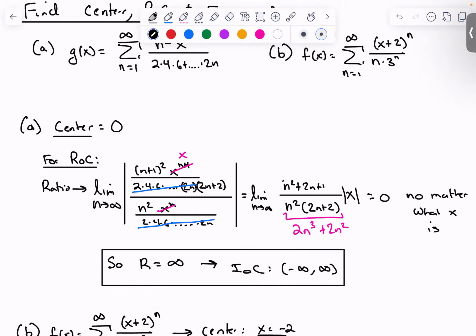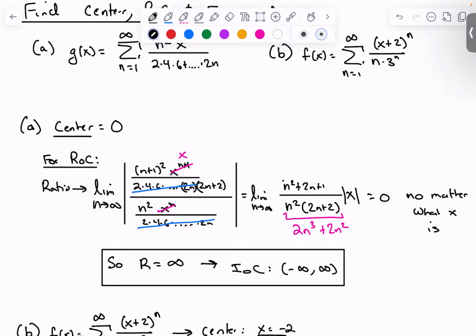So no matter what x is, even if x is 10 billion, the limit as n approaches positive infinity will be just 10 billion n squared over 2n cubed, which will go to 0. So no matter what x is, this value will always be strictly less than 1, which means that the radius of convergence is infinity, because any x can be plugged in and it will be less than 1.